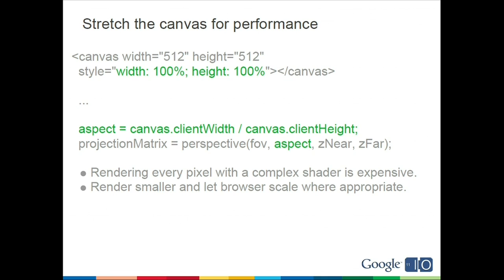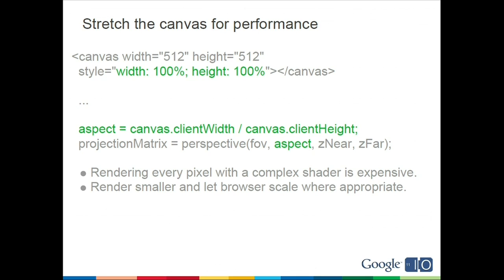So a few tips. One, consider stretching the canvas for performance. This might be obvious, but I think a lot of people don't notice. The canvas has two actual sizes. One is the size you actually render to, and one is the size it displays at, and those are separate. So in this top example, I'm setting the canvas size that I want to render to 512 by 512, but I'm saying display that at 100% of whatever my container is.